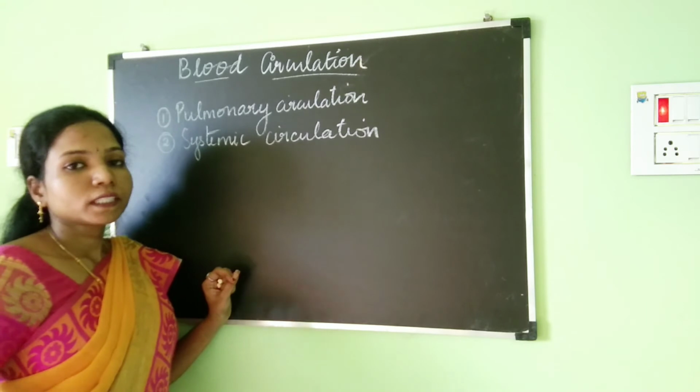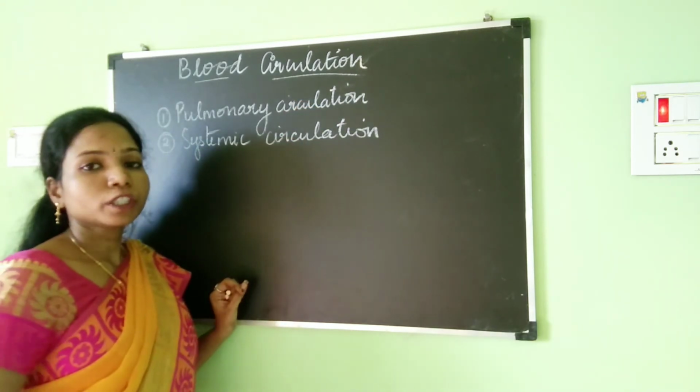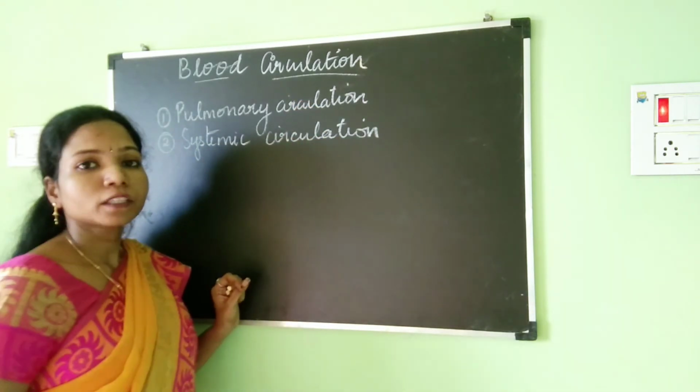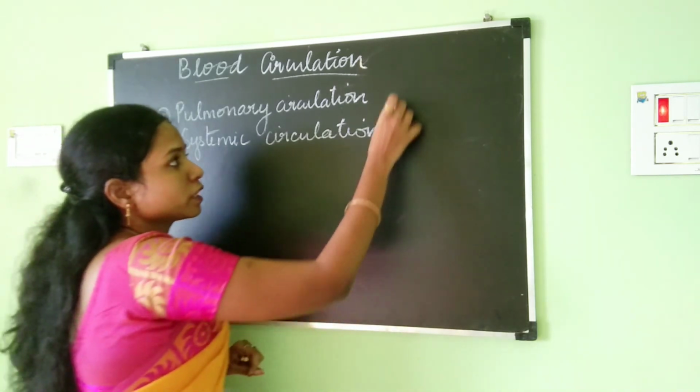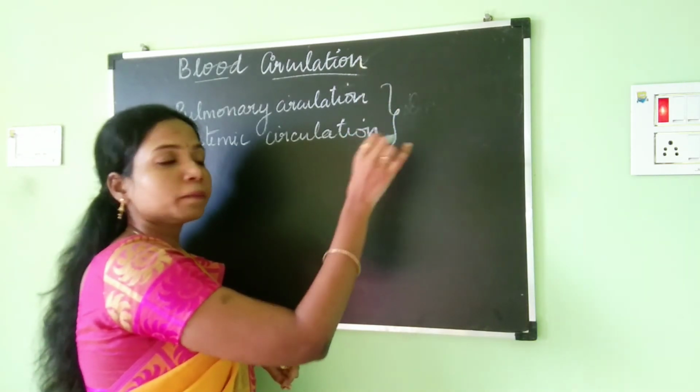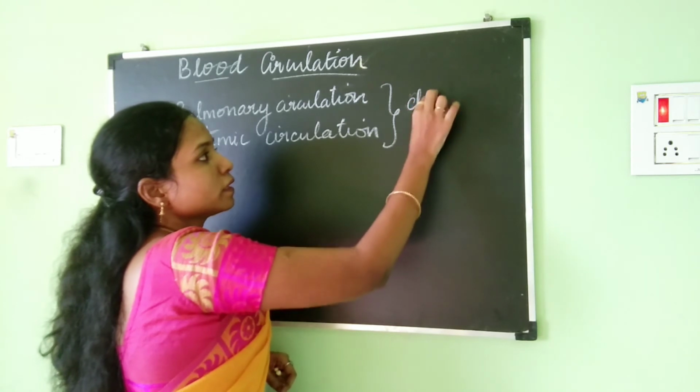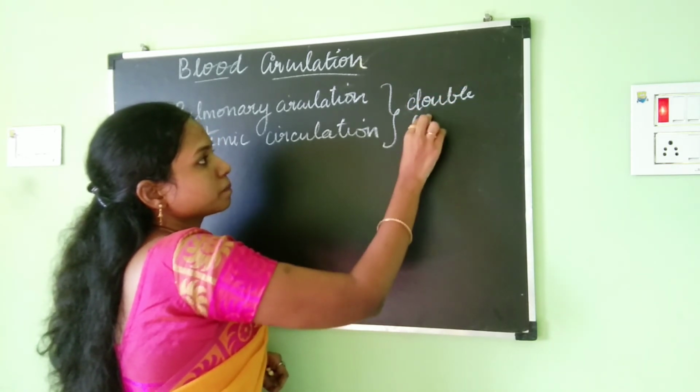We have already discussed the two types of circulation. One was the pulmonary circulation and the other was the systemic circulation. And these two, the systemic and the pulmonary circulation, come under double circulation.